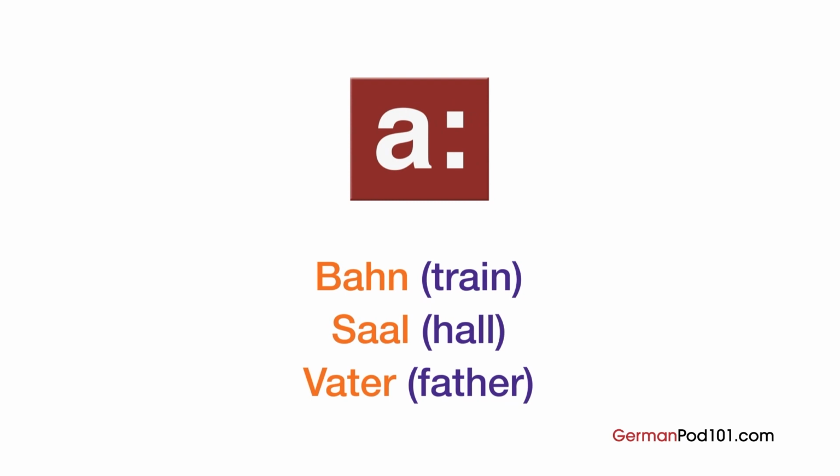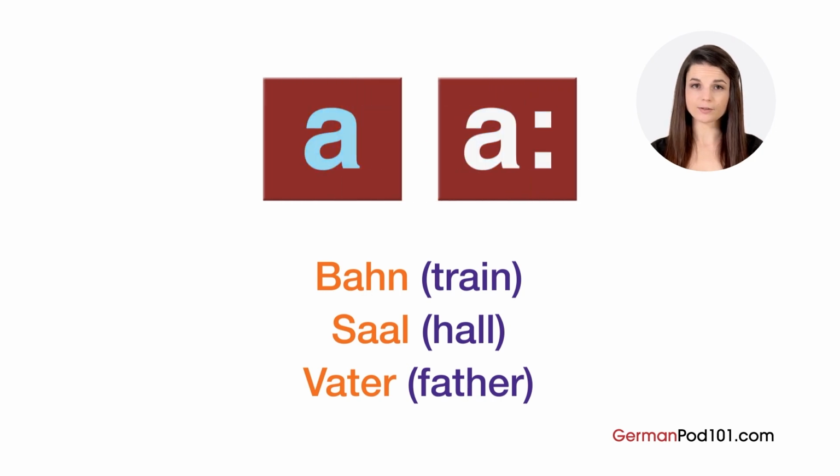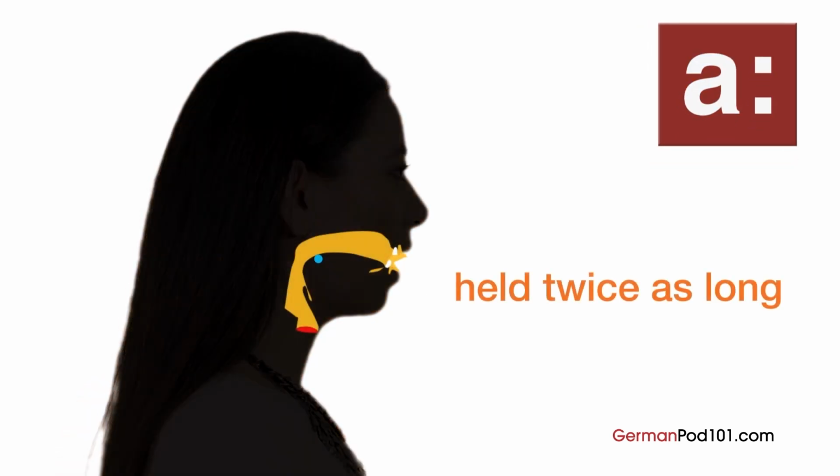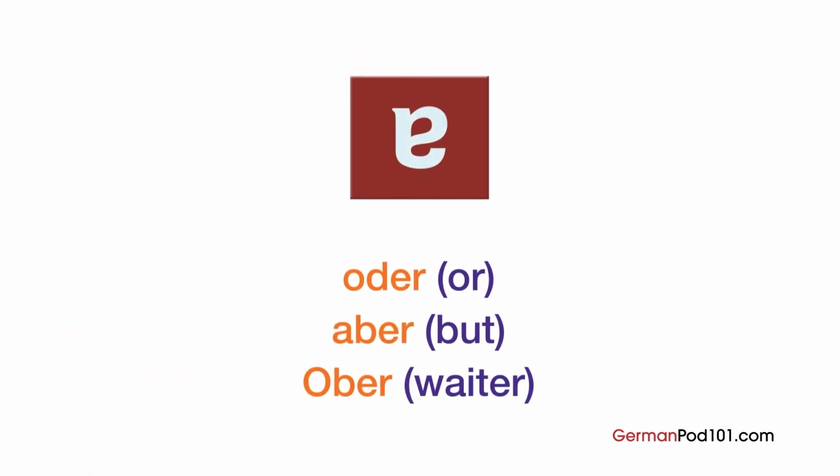The next vowel is A, as in Bahn, Saal, Vater. This is identical to the previous sound, except it's held for twice as long.